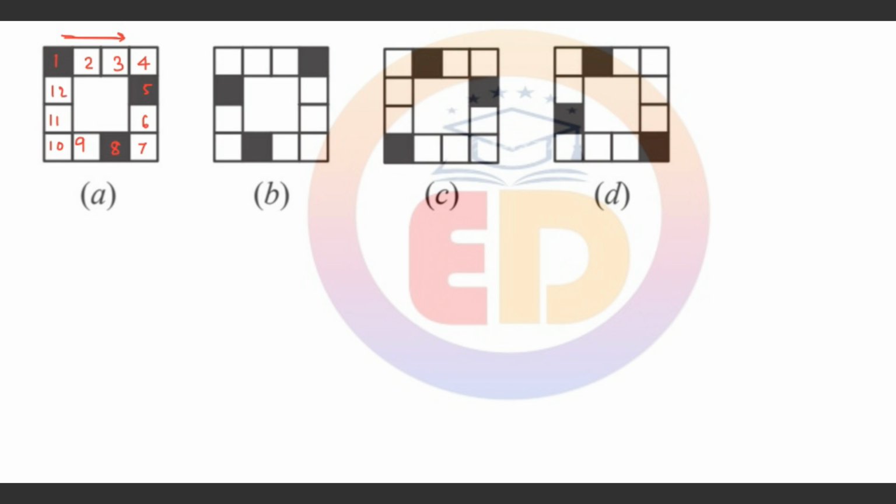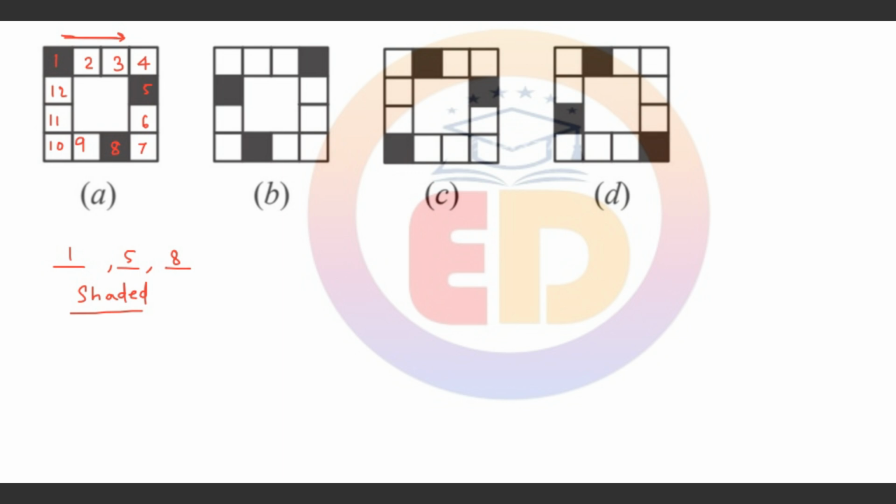And on numbering, I see that the first square, the fifth square and the eighth square, they are shaded. These are shaded squares, and rest all of them are unshaded.